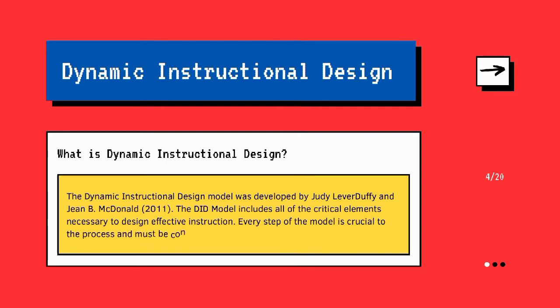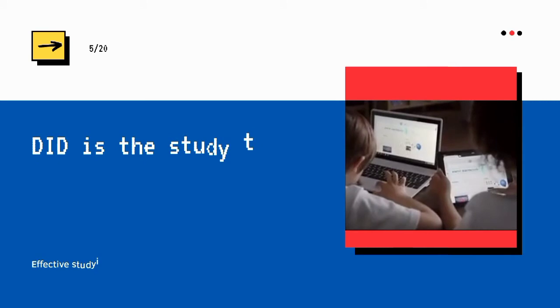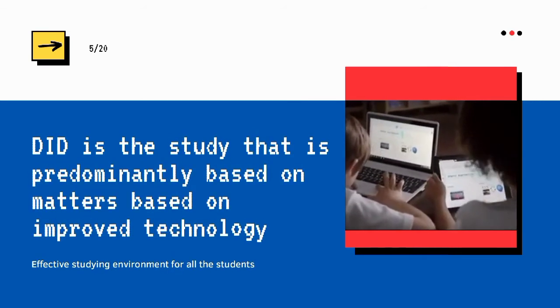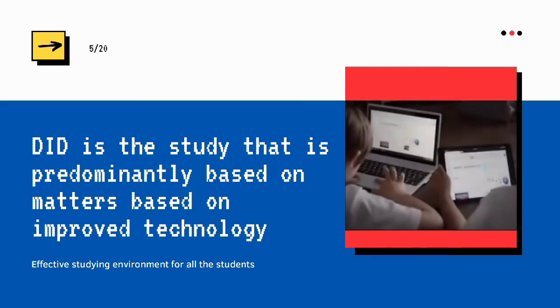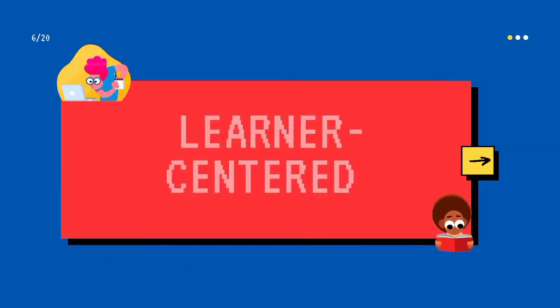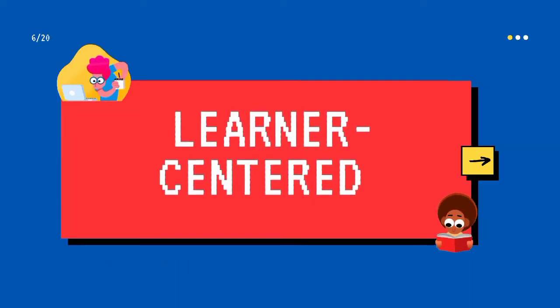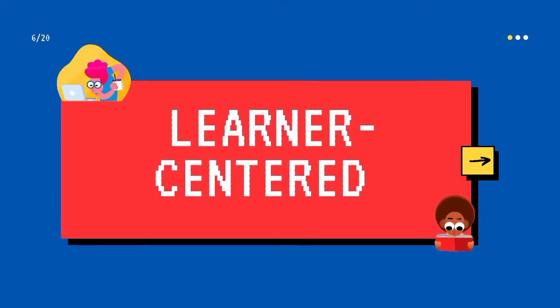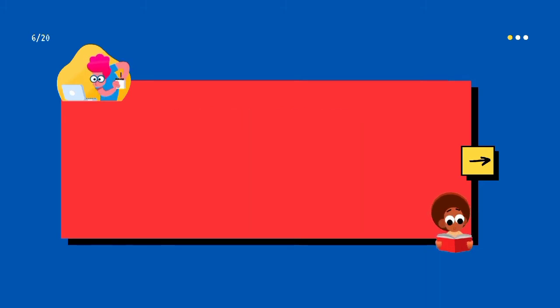Every step of the model is crucial to the process and must be considered carefully. D.I.D. is predominantly based on matters of improved technology. It focuses on designing and establishing an appropriate and effective learning environment for all the students. The big picture of this model is mainly about the students and their learning. It consists of special procedures like identification of learning styles among students by creating a welcoming learning environment. In each stage of this study, there is a stage that regards dynamic instructional design.